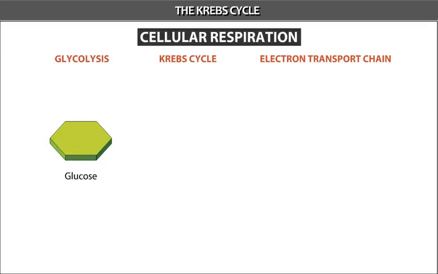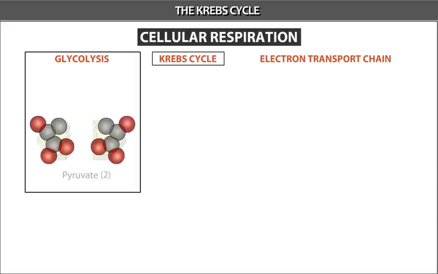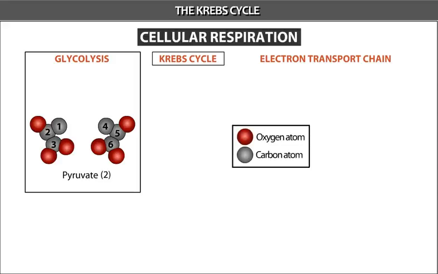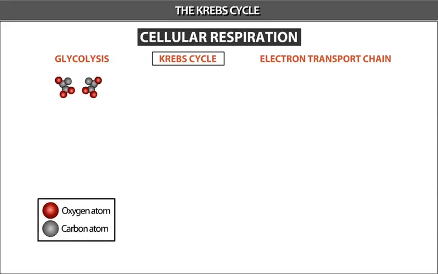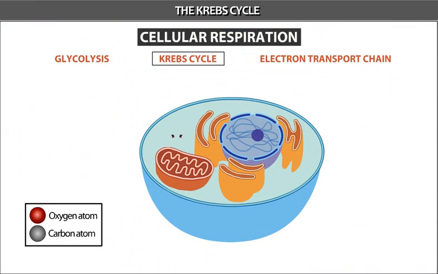The second step in cellular respiration, called the Krebs cycle, picks up where glycolysis left off. Recall that in glycolysis, glucose is split into two molecules of pyruvate. Note that these two pyruvate molecules retain the original 6 carbon atoms from glucose, as well as most of glucose's energy. Before the Krebs cycle can begin, the pyruvate molecules must be transported from the cytoplasm, where glycolysis occurs, into the mitochondria, where the Krebs cycle takes place.